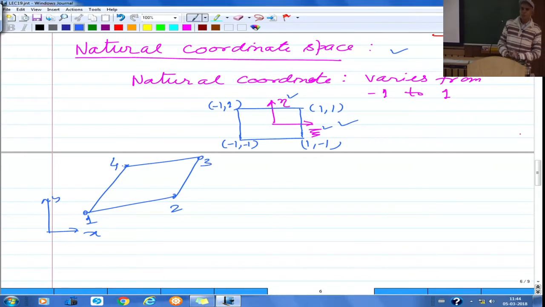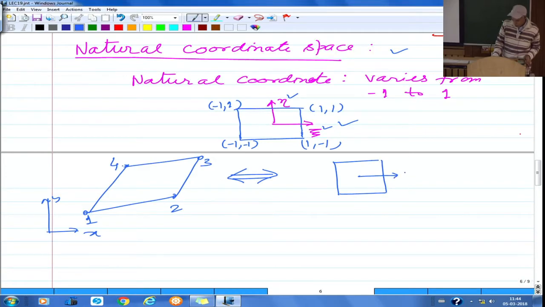This element is actually in the physical coordinate space, but for the interpolation purpose, you are mapping this space into a natural coordinate space of size 2 by 2. So this is xi and eta. There is a node here, 1, there is a node here, 2, there is a node here, 3, there is a node here, 4.